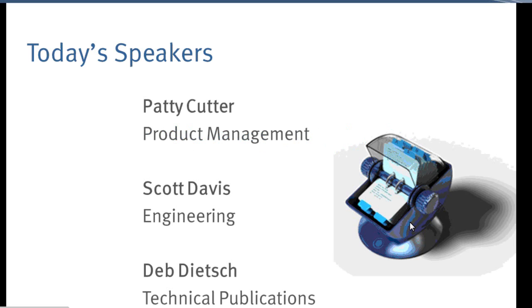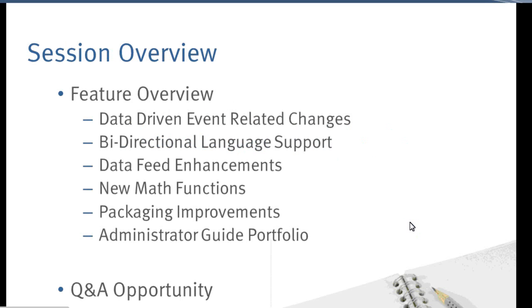Good afternoon, this is Patty Cutter. I'm joined by Scott Davis from Engineering and Deb Deitch from Technical Publications. During this session, we'll be giving a high-level overview of the new features that are available in the 5.2 release. This includes changes within data-driven events, new features to support bidirectional languages, changes to the data feed functionality, additional math functions available within statistical reporting, enhancements that have been made to the packaging functionality, and lastly, our new administrator guide portfolio. Because we have so many different topics, we thought it would be a good idea to ask you to submit questions as they come up, and we'll address them at once. We'll use any extra time at the end for Q&A as well.